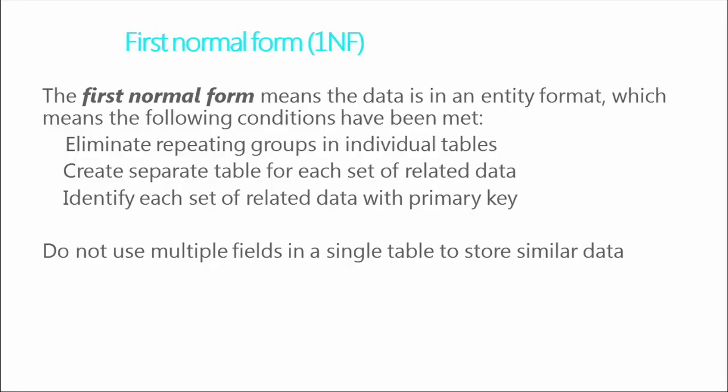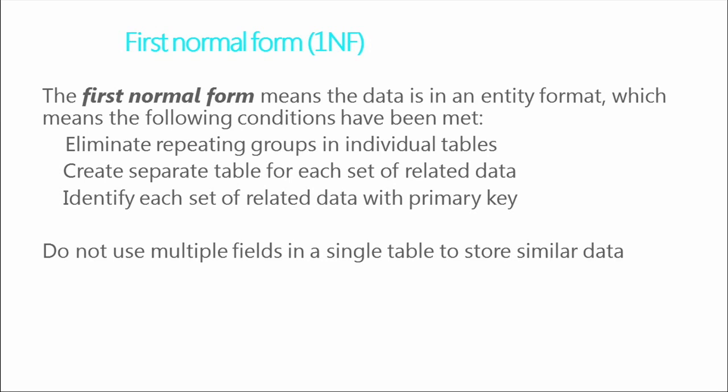Exactly. All right, so first normalization. How do we work with our content? The first normal form means the data is in an entity format, which means all of these conditions have been met. We've eliminated any repeating groups. And by the way, we have an example of this. So you're going to see this with, okay, it looks good in print and text, but what does this mean? Well, we're going to demonstrate this for you.